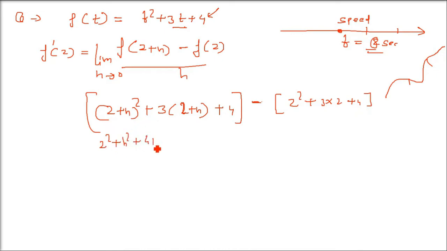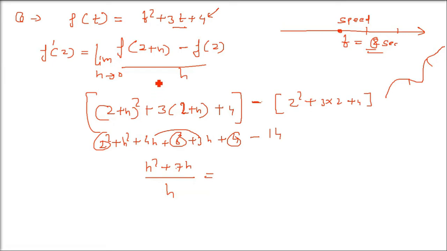Just open this: 2 square plus h square plus 2 into 2 into h, 4h, plus 6 plus 3h plus 4, minus 14, since 4 plus 6 plus 4 is 14. So it is going to be minus 14. So this is going to be h square plus 7h, because 14 gets cancelled, and 4h and 3h make 7h. So h square plus 7h you'll get. And of course, we have this h in the denominator. Remember, we have h in the denominator.